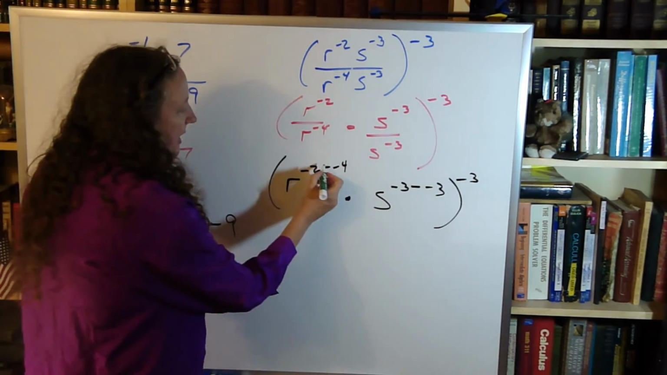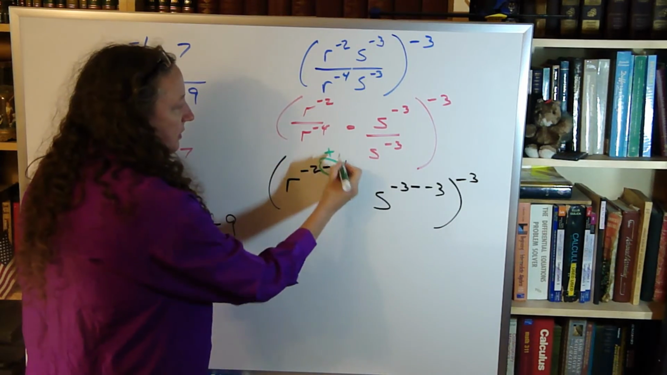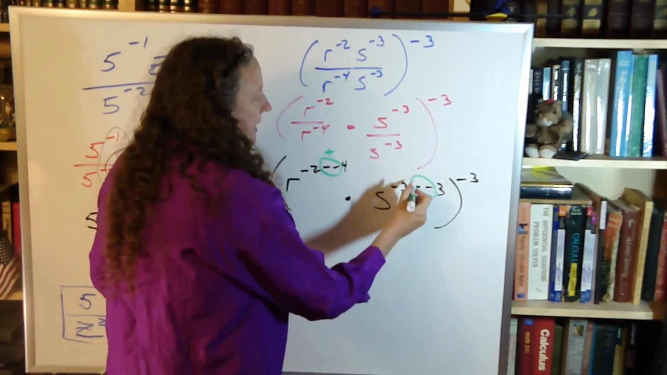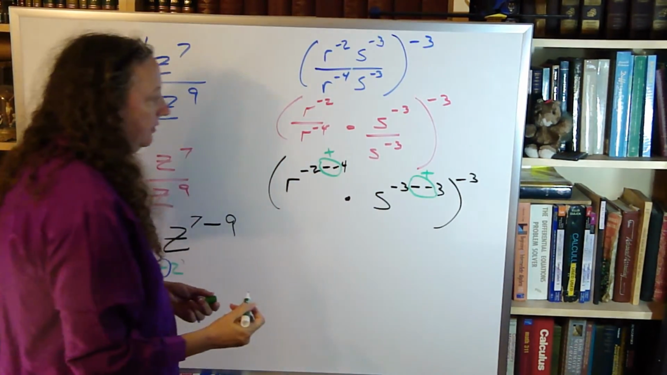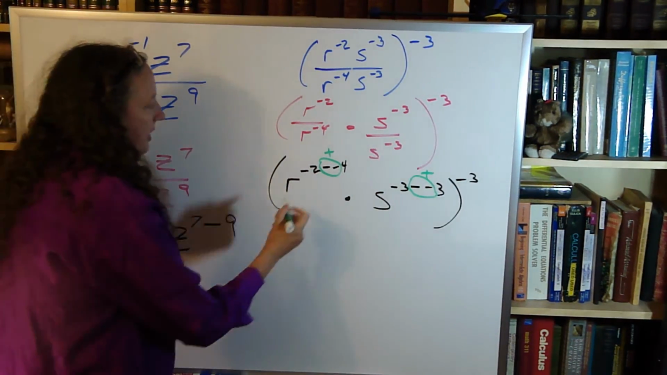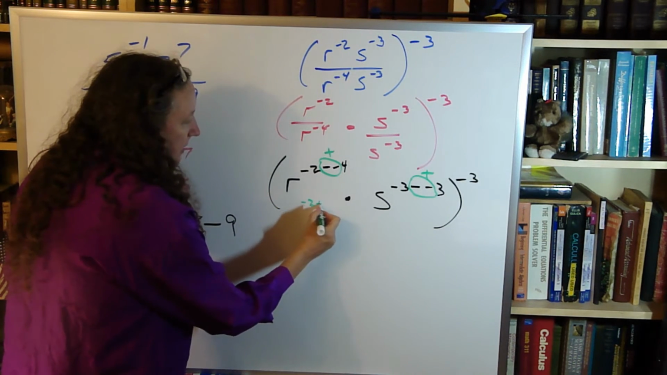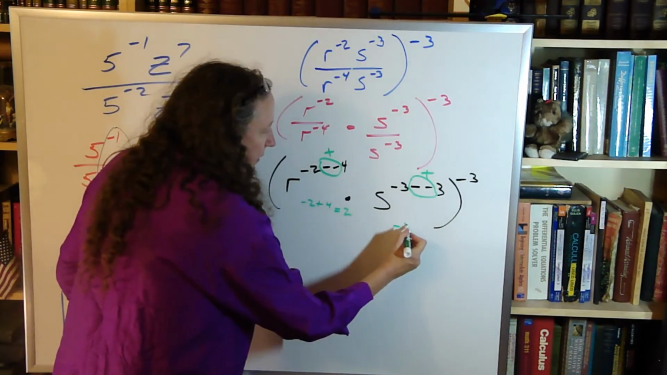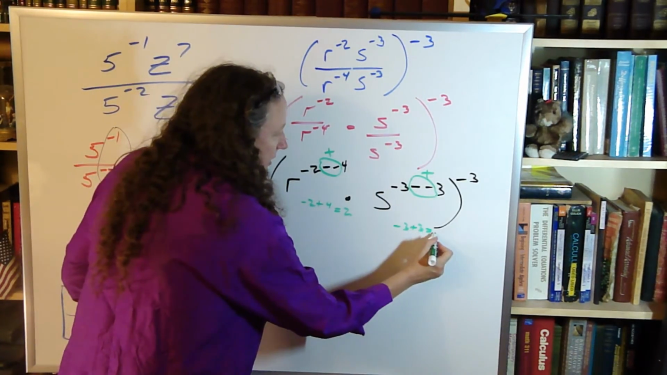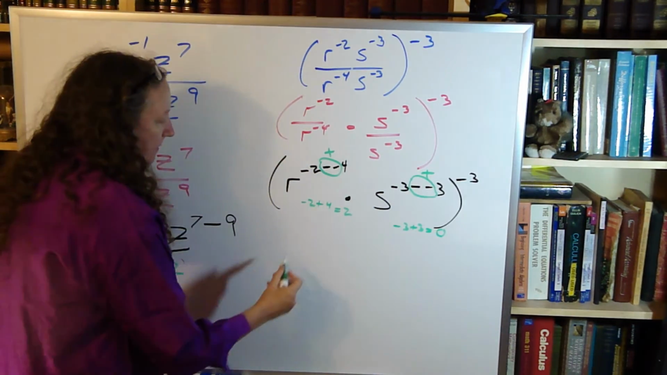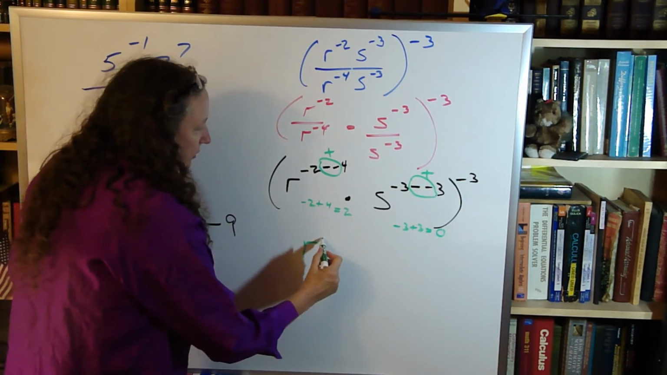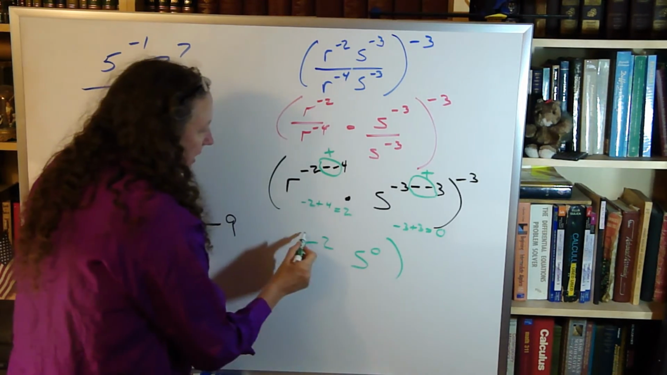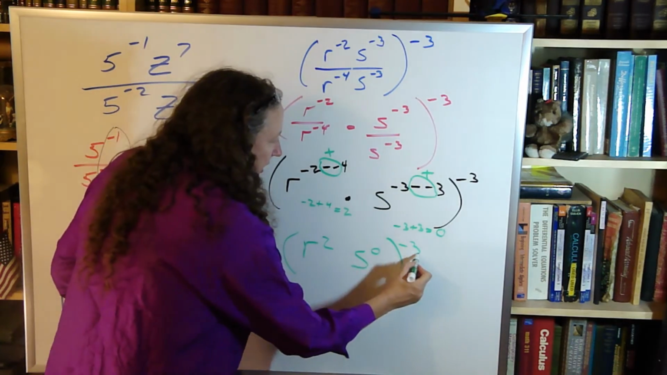I see my double negative here. That's going to turn into a positive. See my double negative there? That's going to turn into a plus. So now I have negative 2 plus 4 gives me 2. And I have negative 3 plus 3 gives me 0. So I have r to the 2, s to the 0, and it's all still raised to the negative 3.